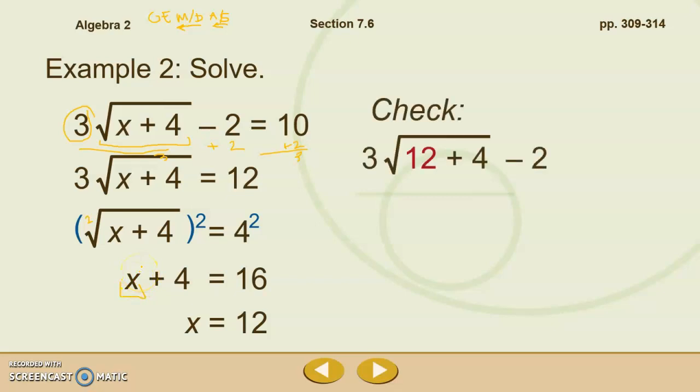We then do want to plug it in and check, and we'll talk about why we need to do that in just a second. But we're going to plug that 12 back in. So we get 3 times the square root of 12 plus 4 minus 2. That becomes 3 times the square root of 16. Again, we're talking principal roots here, so the square root of 16 is 4, minus 2, and 3 times 4 is 12, minus 2 is 10. And just like we said at the beginning that this whole thing should equal 10, it in fact does equal 10, so that solution does work.